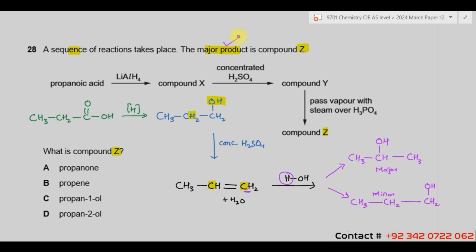Okay, so it is asking about the major product. What is this? We have 3 carbon atoms. OH is present on the second carbon. So propan-2-ol. Correct answer is D.